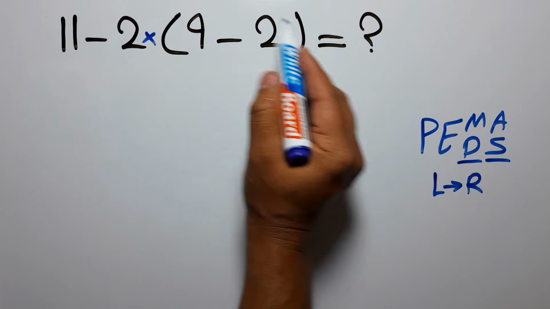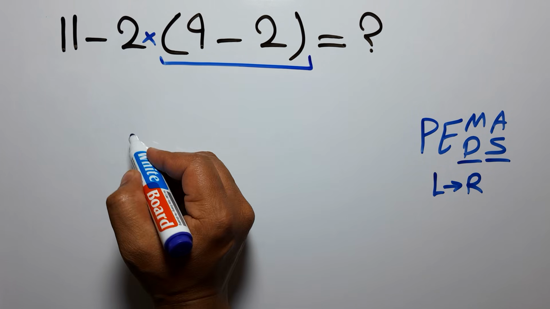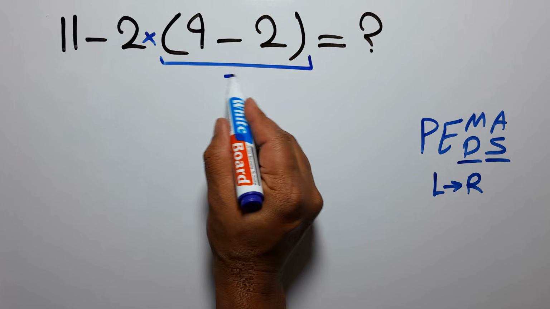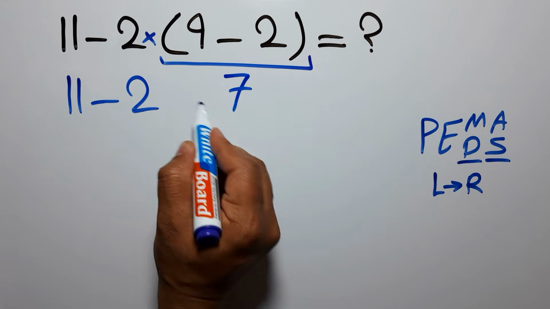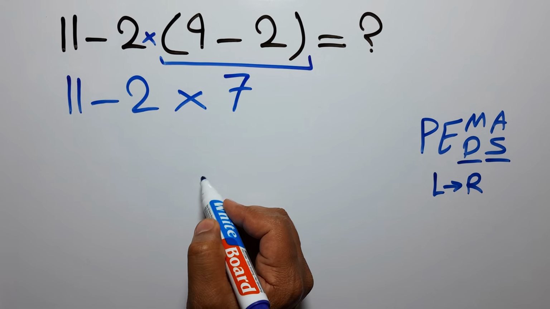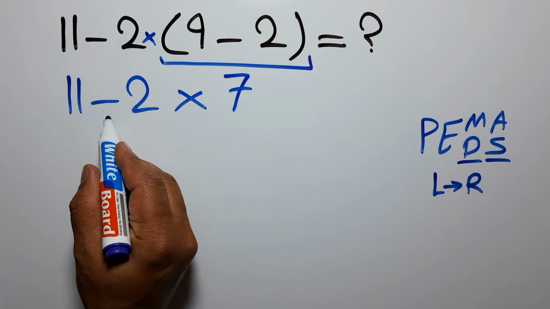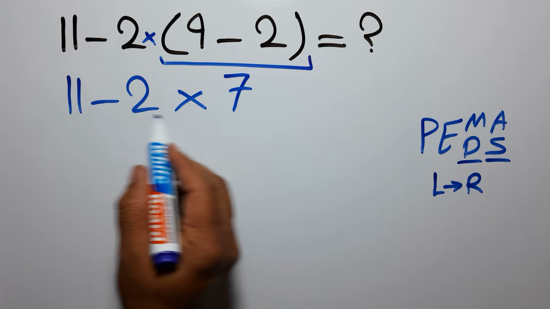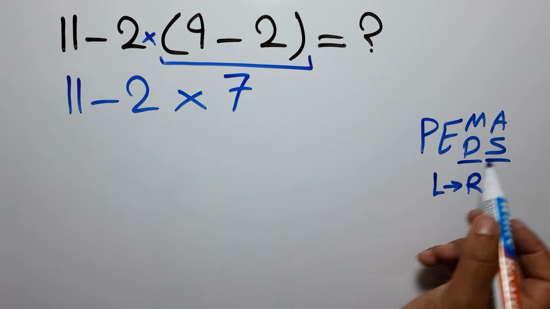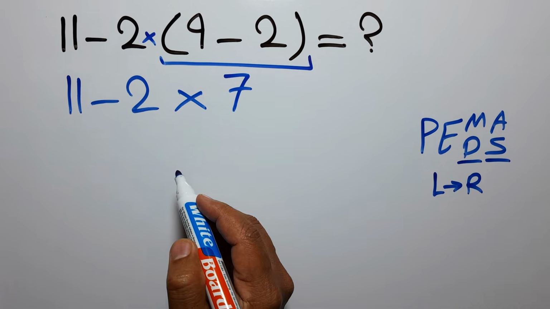So first we have to do this parentheses. Inside this parentheses we have 9 minus 2, which equals 7. So we have 11 minus 2, then times 7. Now in this expression we have one subtraction and one multiplication. According to PEMDAS, multiplication has higher priority than subtraction because multiplication comes before subtraction.